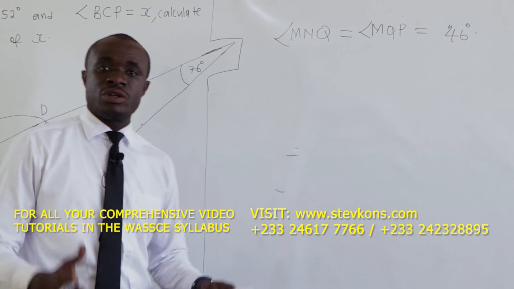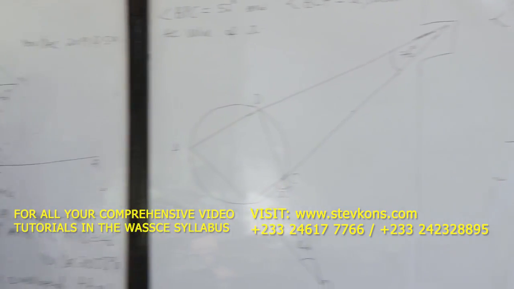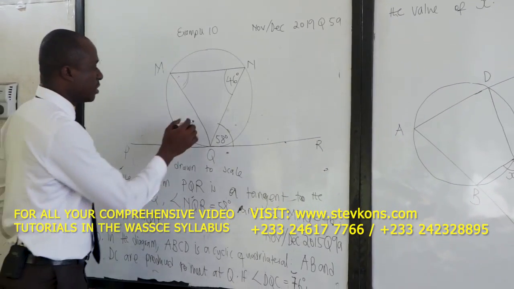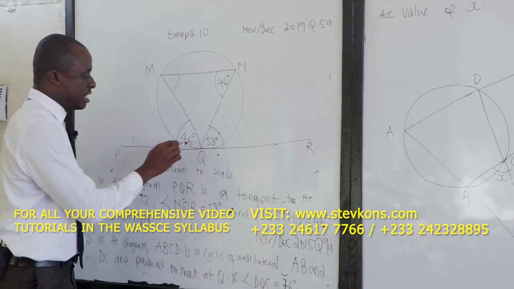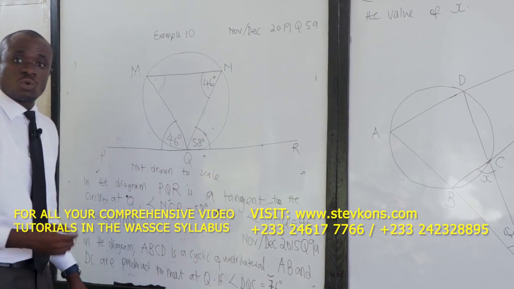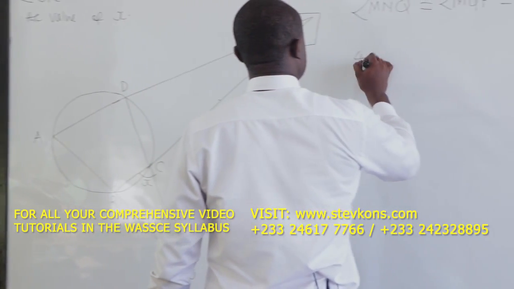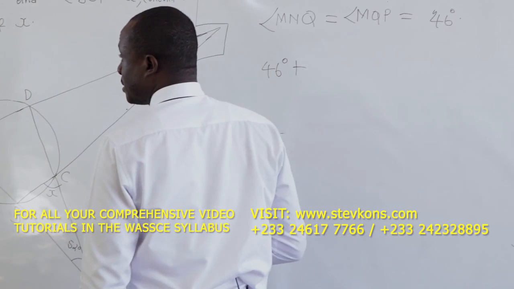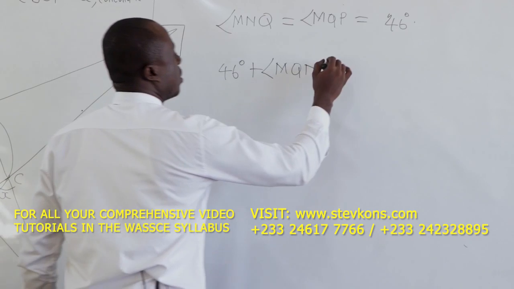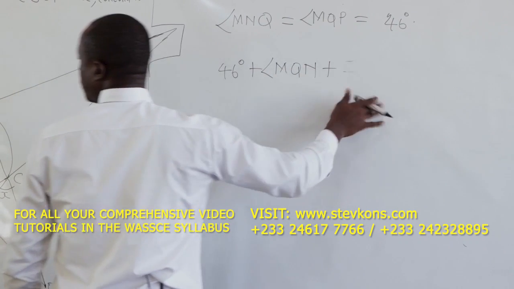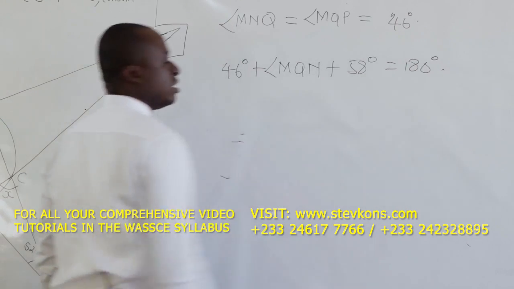Now, sum of angles on a straight line add up to what? 180 degrees. Now, let's see. So we know here this side to be 46 degrees. Now, this is a straight line. So clearly, this plus that equal to 180 degrees. So in a nutshell, we have 46 degrees plus angle MQN plus, that is 58 degrees, equal to 180 degrees.